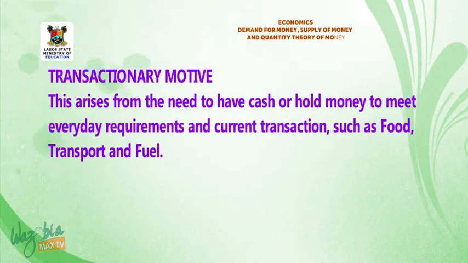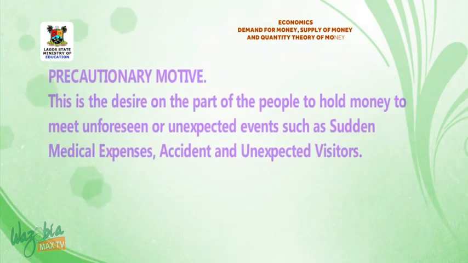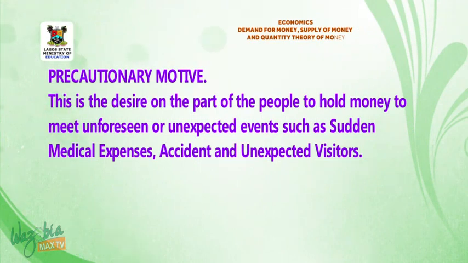Transactionary motive. This arises from the need to have cash or hold money to meet everyday requirements and current transactions such as food, transport, and fuel. Precautionary motive. This is the desire on the part of the people to hold money to meet unforeseen or unexpected events such as sudden medical expenses, accident, and unexpected visitor.